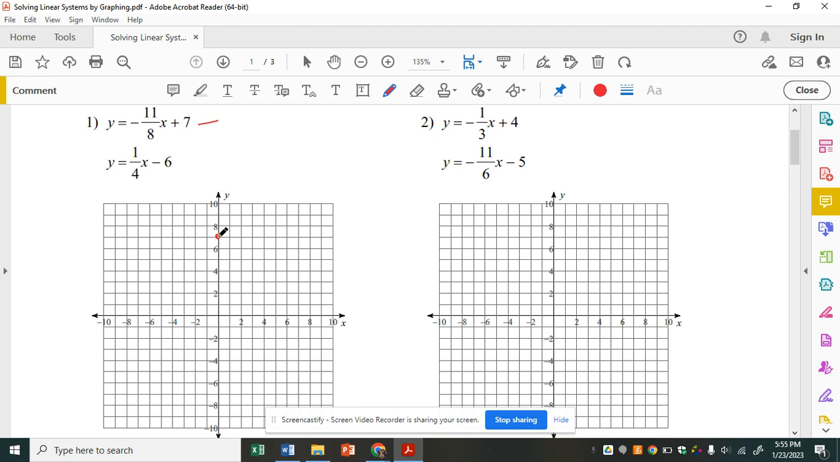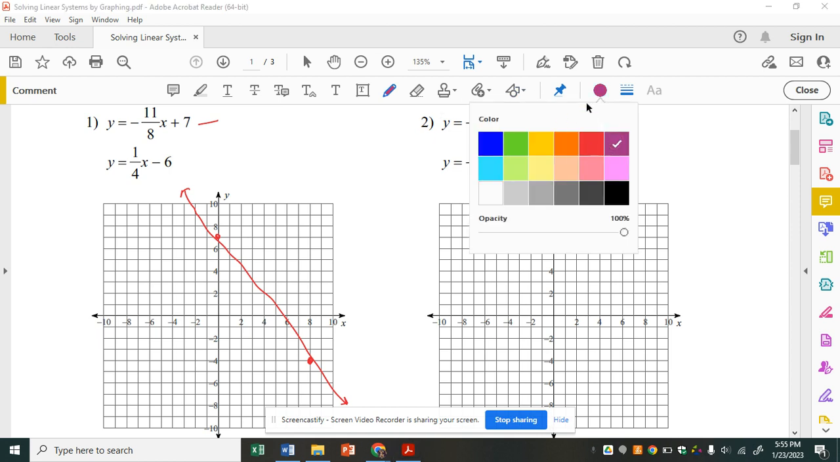Which means I'm going to count down 11, and then I'm going to move to the right 8. That's going to give me my negative slope. So going down makes it negative, and then going to the right gives me that negative slope. Those are the only points I can fit on this graph. So those are my points that I'm going to draw my line through.